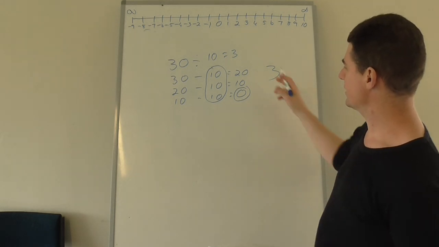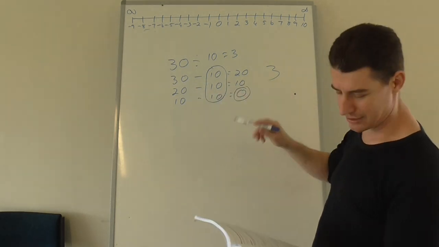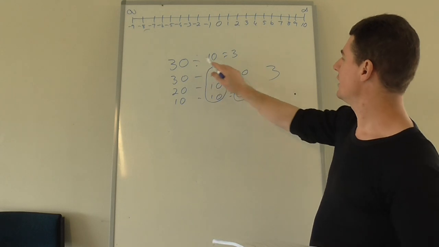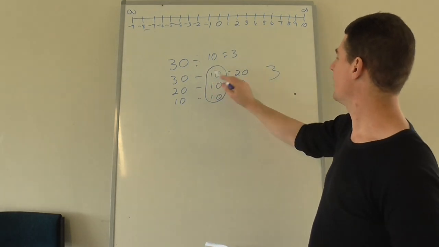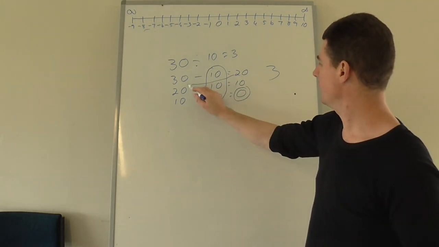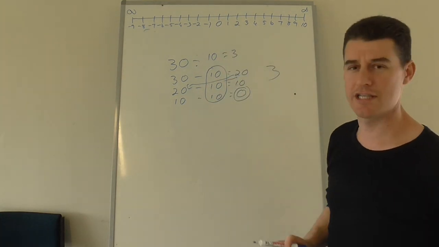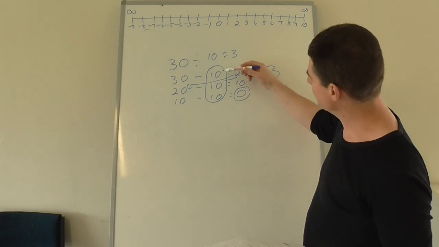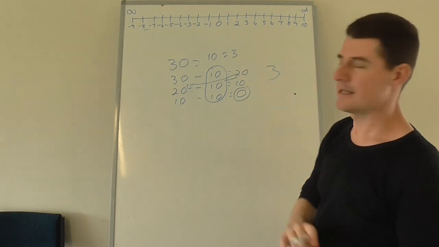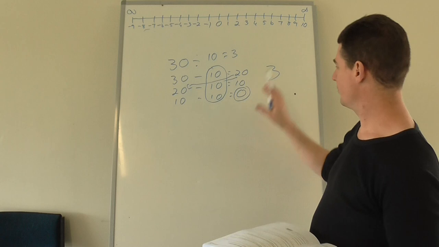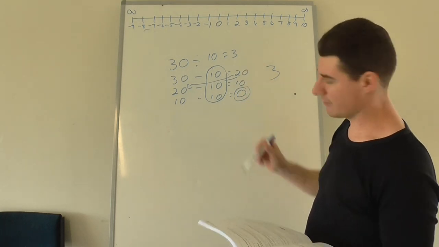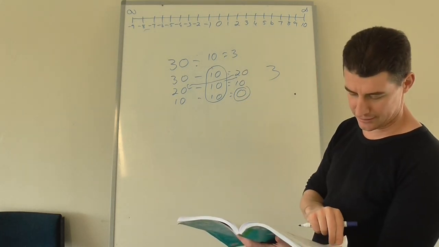Okay, so that's just a simple way to do it. 30 divided by 10, you say 30 minus 10 is 20. You bring that over, minus 10 is 10. So you basically do that until you reach 0. And then you see how many times you have to deduct 10 in order to get to 0. The answer is 3.